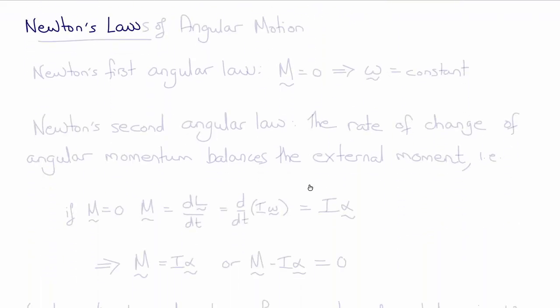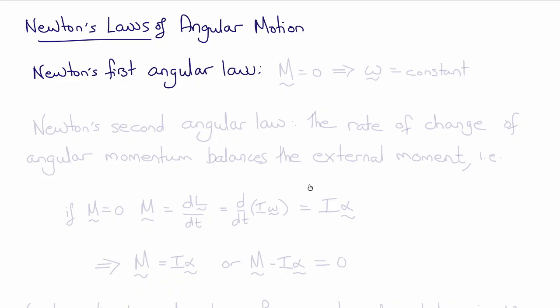So this now puts us in a position to define Newton's laws of angular motion. Newton's first angular law says that if there is no moment, the angular velocity is constant. So if M equals 0, omega equals constant.